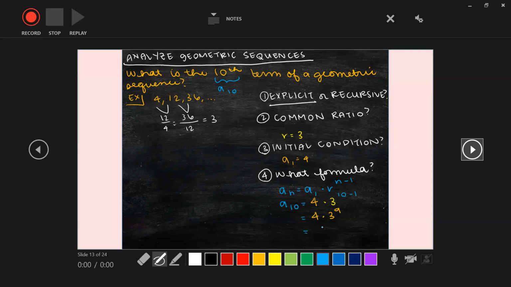It's really big. Yep, 78,732. It can get out of hand really quickly. So what is that number? What does that mean? That's the 10th term in the sequence.